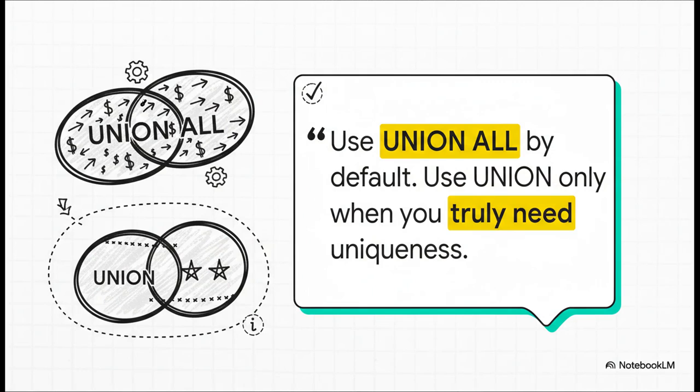And this brings us to our first golden rule, and you should probably write this down. Always default to union all. Performance matters a lot. The only time you should be using the more expensive union is when you have a clear, specific, conscious reason to find only the unique values.